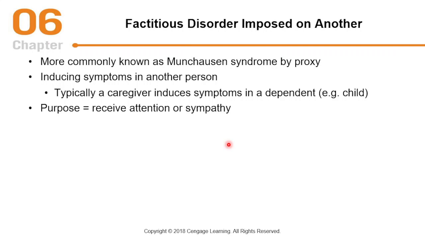More commonly known as Munchausen syndrome by proxy, wherein the other person is making the other person literally sick. So it's inducing symptoms in another person. So typically it's the caregiver who induces the symptom in a dependent, like for example their child.